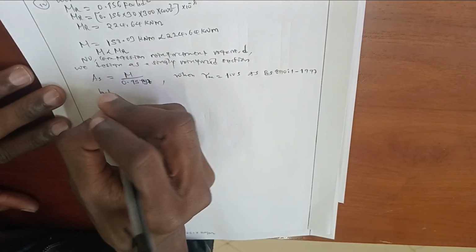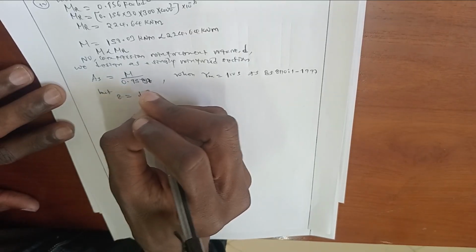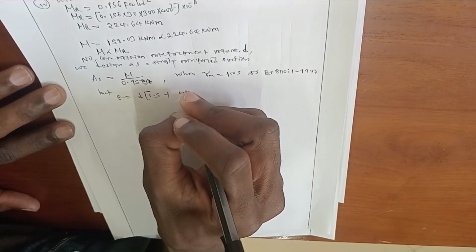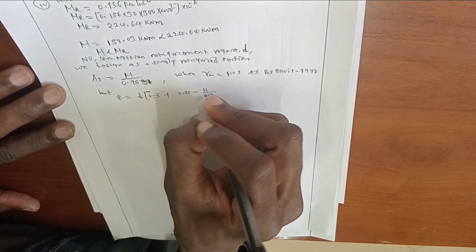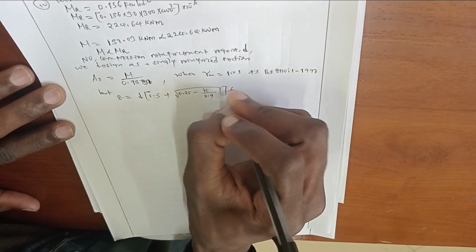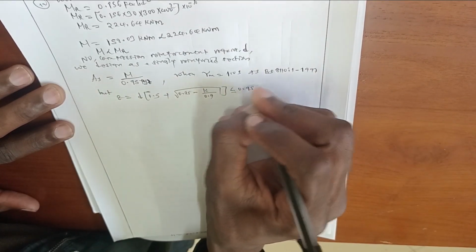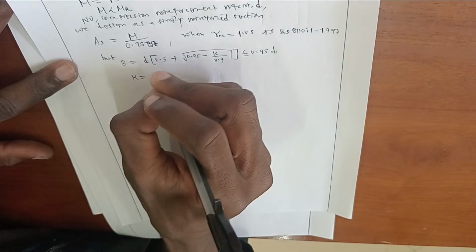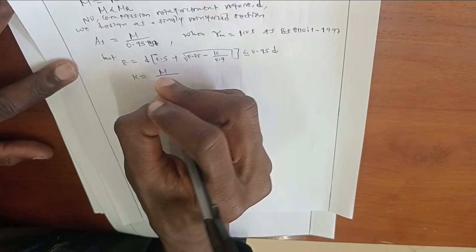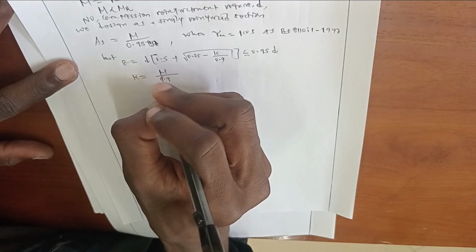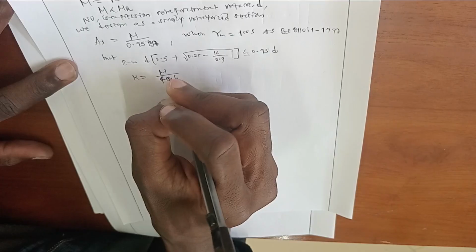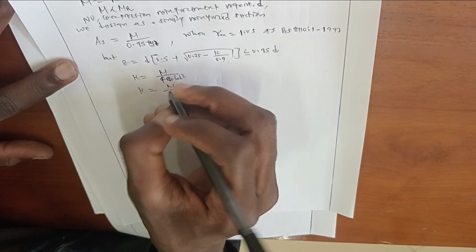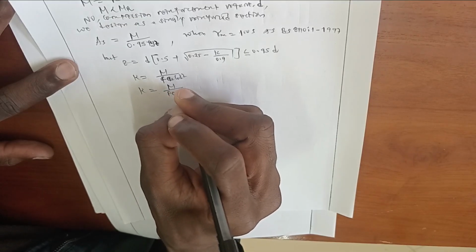But z is obtained by taking the effective depth times 0.5 plus the square root of 0.25 minus K over 0.9. This should be less than or equal to 0.95 times the effective depth. K is equal to the maximum design moment divided by fcu b d square.